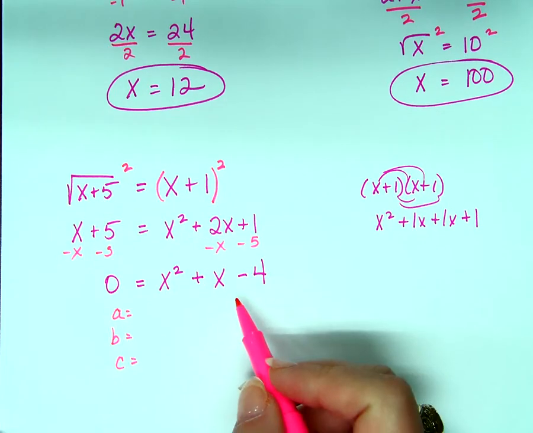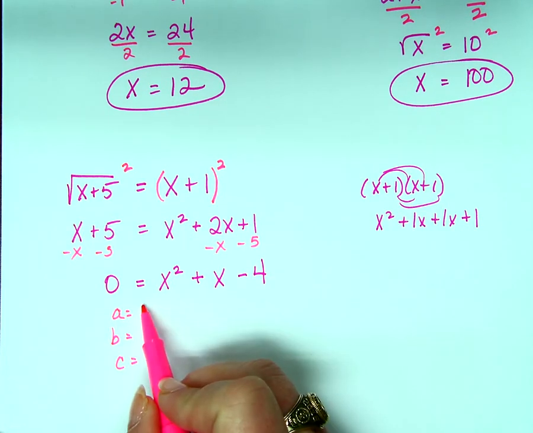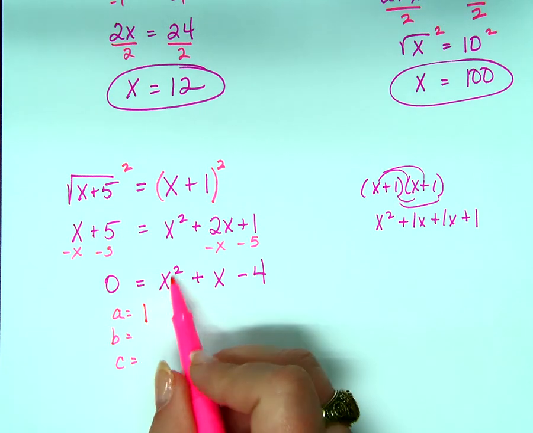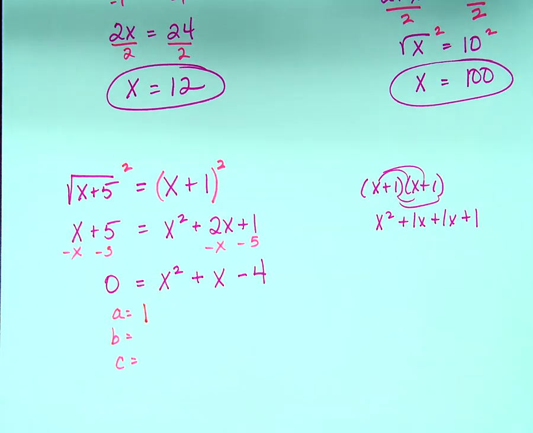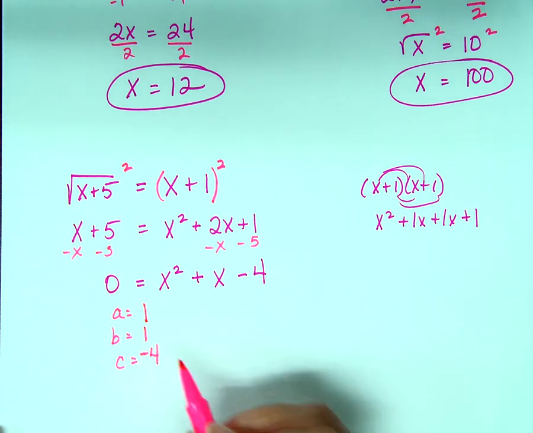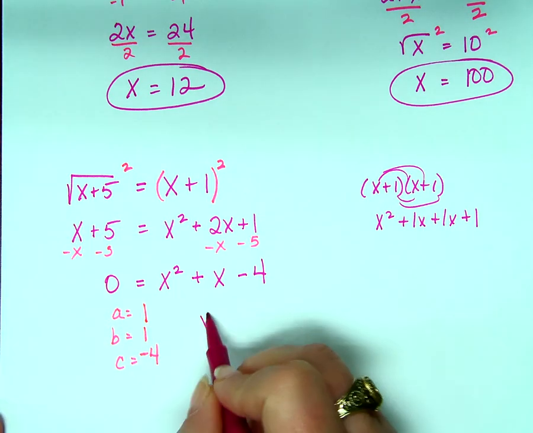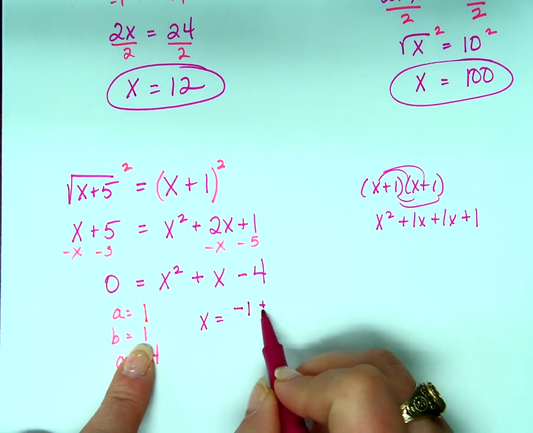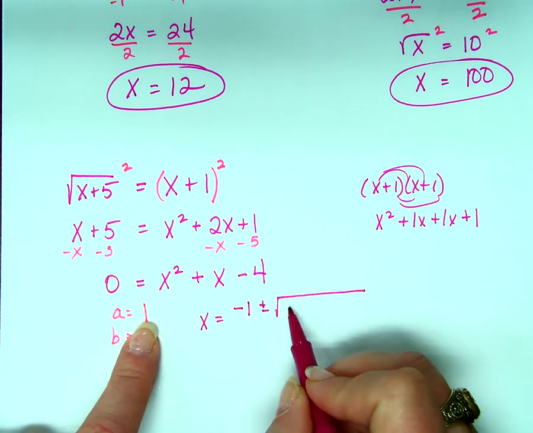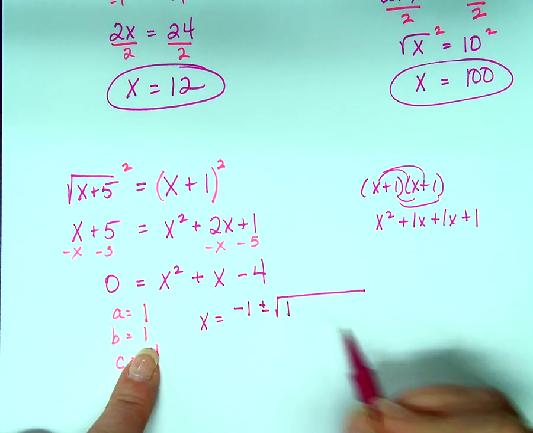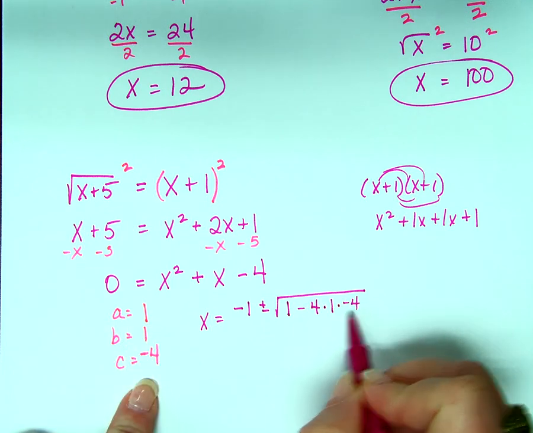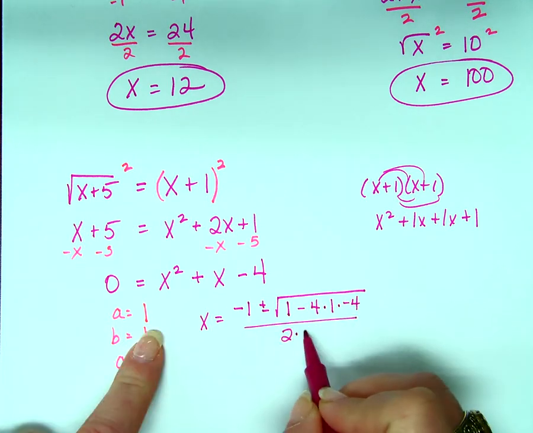In this problem, what is A? 1, right? Because that's what's in front of the x squared. You're right. But remember, A is not the x squared. It's the thing in front. Okay, what's B? 1. And what's C? -4. Okay. X equals -b plus or minus the square root of b squared, which is 1, minus 4ac, all over 2a.